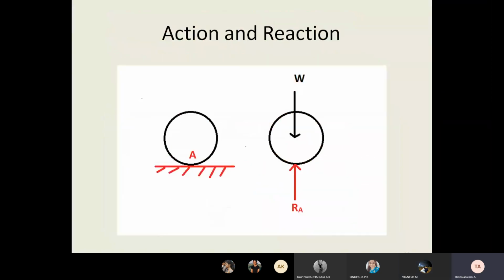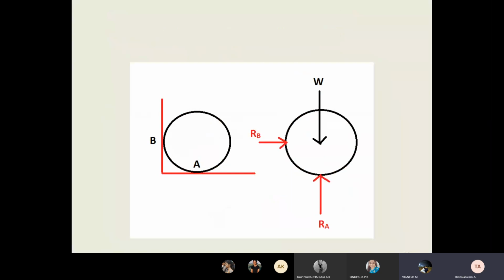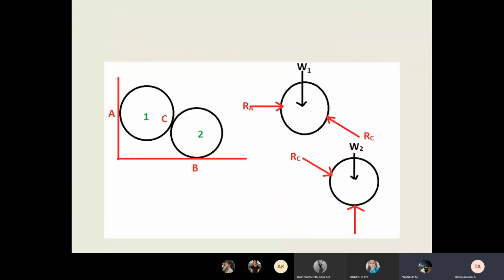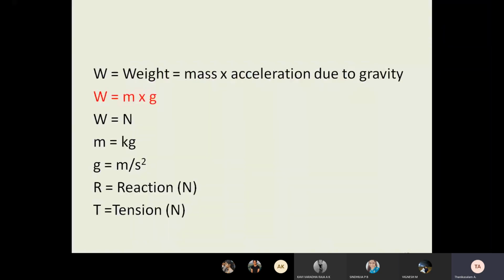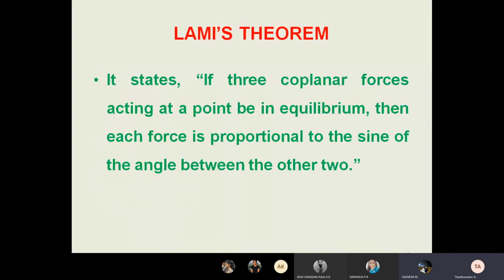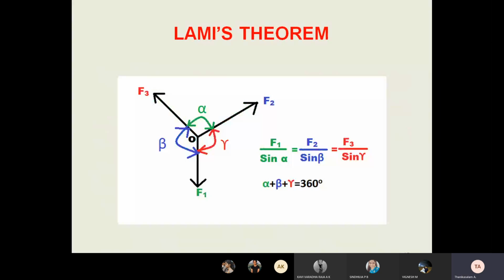R dash. Now we discussed action and reaction. Every action has an equal and opposite reaction. The R here means the reaction at A. I have given examples. Then we started tension. Students, whenever anything is hanging, you have to say tension. Then we started weight. Weight equals mass into gravity, where gravity is 9.81 meter per second square. Then we started Lami's theorem. Three forces are acting at a point O. Each force is proportional to the sine of the angle between the other two forces: F1 divided by sine alpha equals F2 divided by sine beta equals F3 divided by sine gamma. You know a circle is 360 degrees, so alpha plus beta plus gamma is 360.